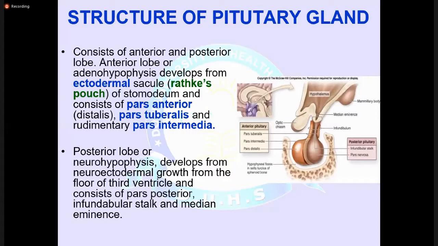This whole part from the midline is where we have the pars intermedia. The tuberalis is a bit superior, and then you have the anterior part or the pars distalis. So this whole becomes the anterior part of the pituitary. The posterior part of the pituitary develops from the neuroectoderm and descends from the floor of the third ventricle.